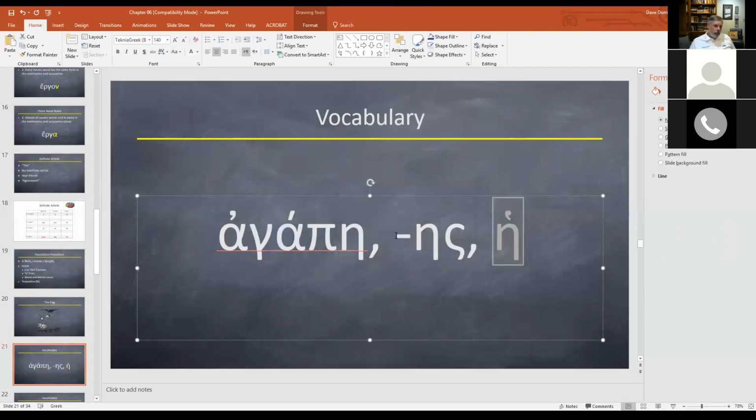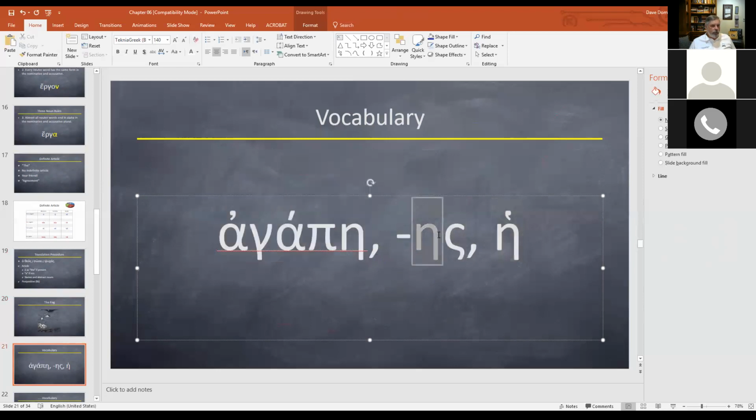Also in the lexicon is this little add-on, this little dash eta sigma. Agape can be agapes. And we'll get to this next week, called the genitive. So what the lexicon does, it gives you the nominative singular form.